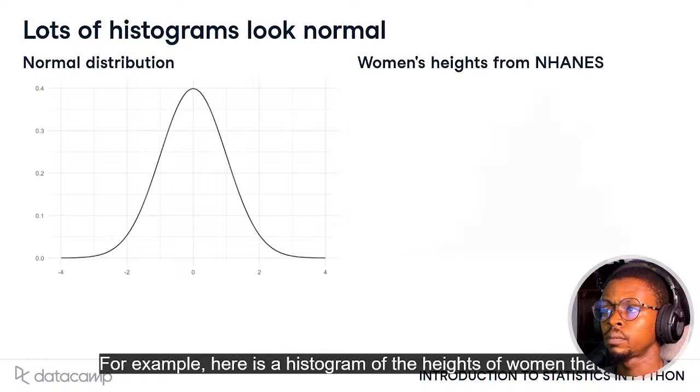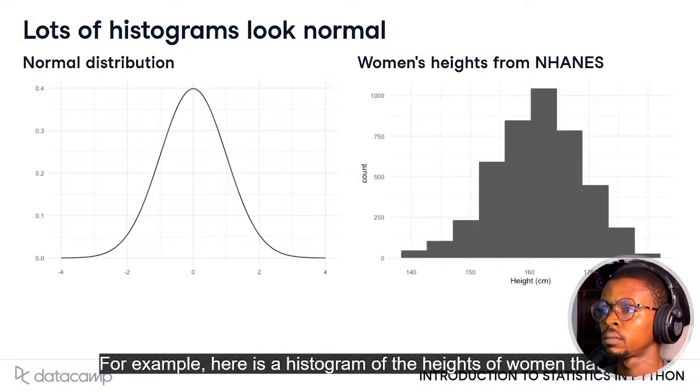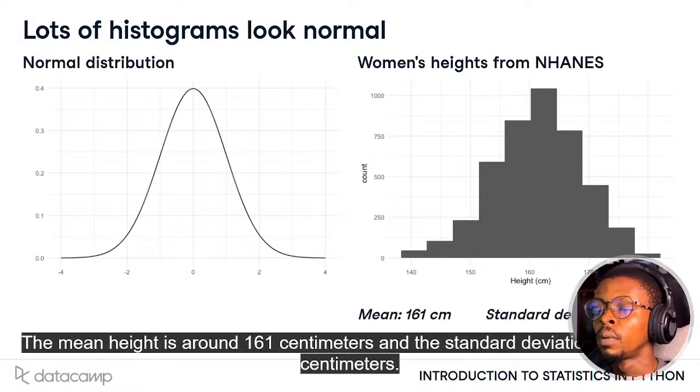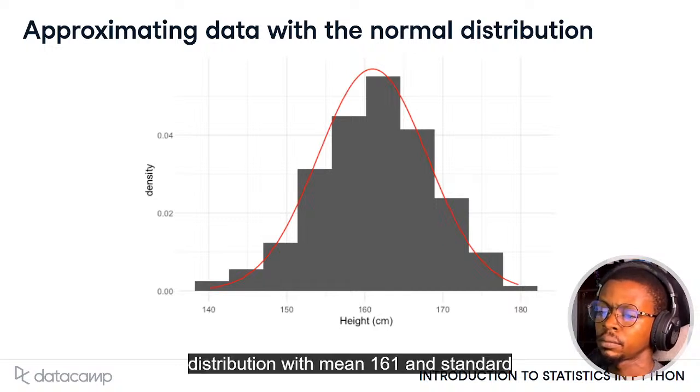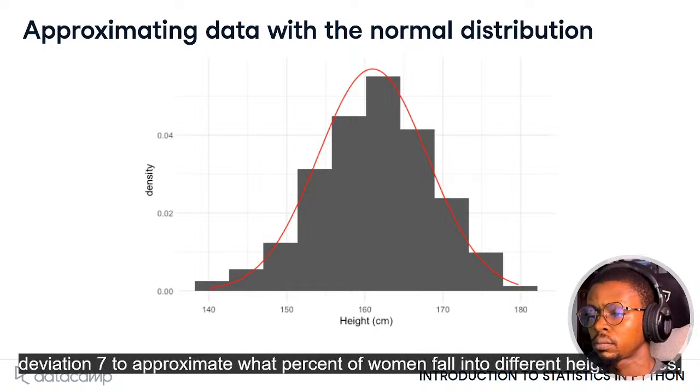For example, here is a histogram of the heights of women that participated in the National Health and Nutrition Examination Survey. The mean height is around 161 centimeters, and the standard deviation is about 7 centimeters. Since this height data closely resembles the normal distribution, we can take the area under a normal distribution with mean 161 and standard deviation 7 to approximate what percent of women fall into different height ranges.